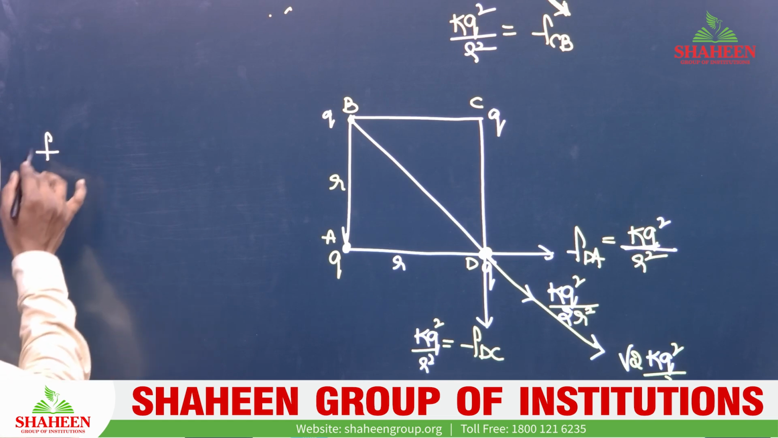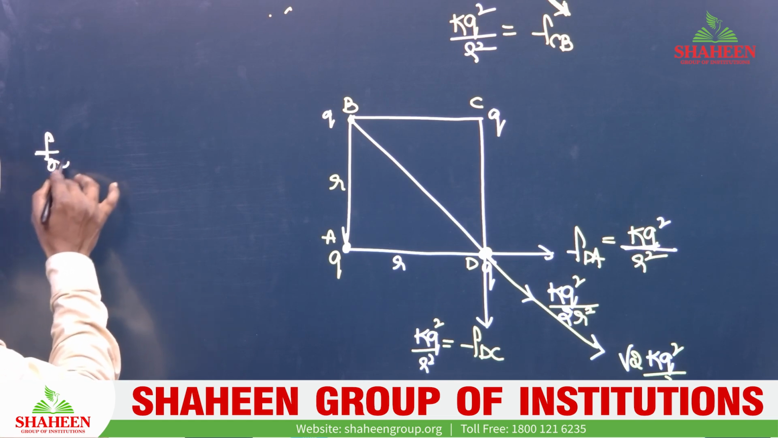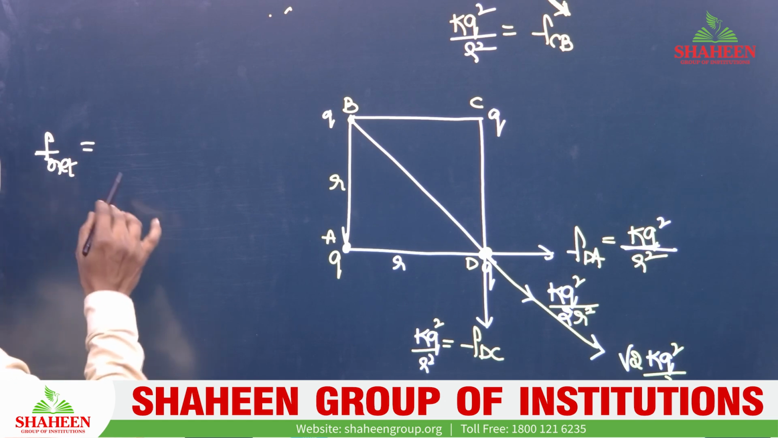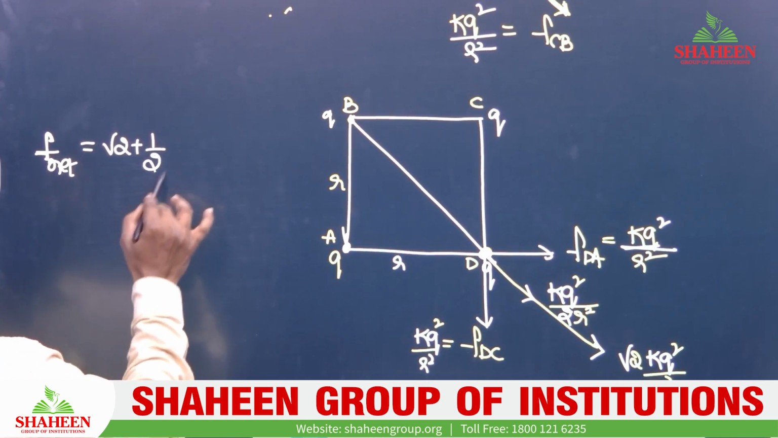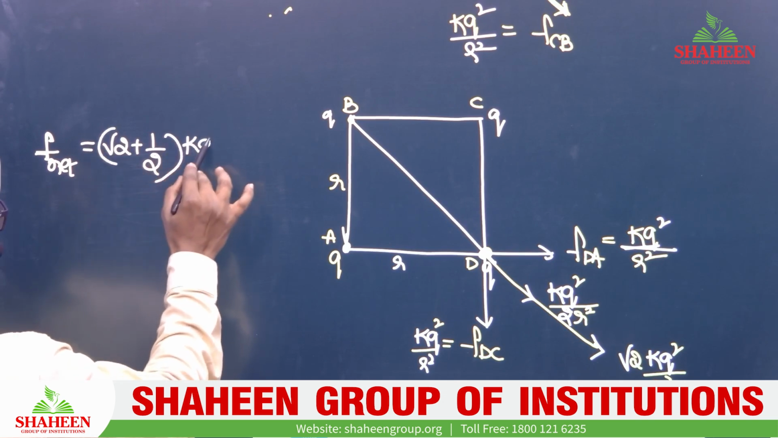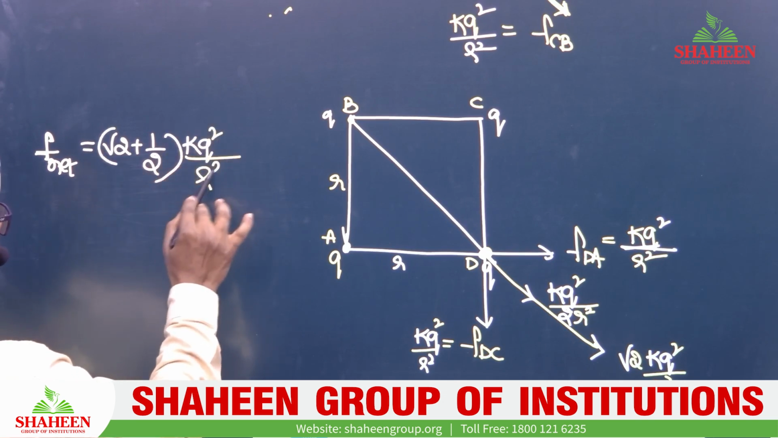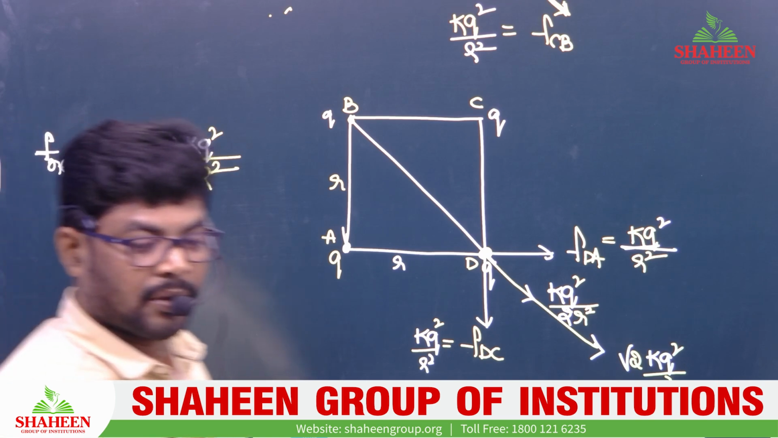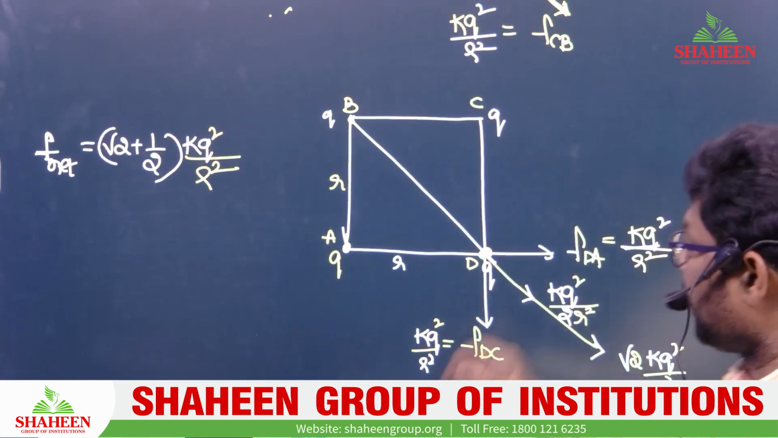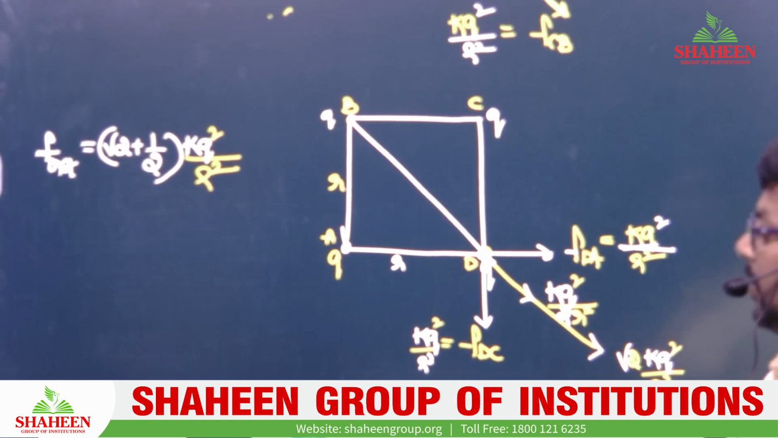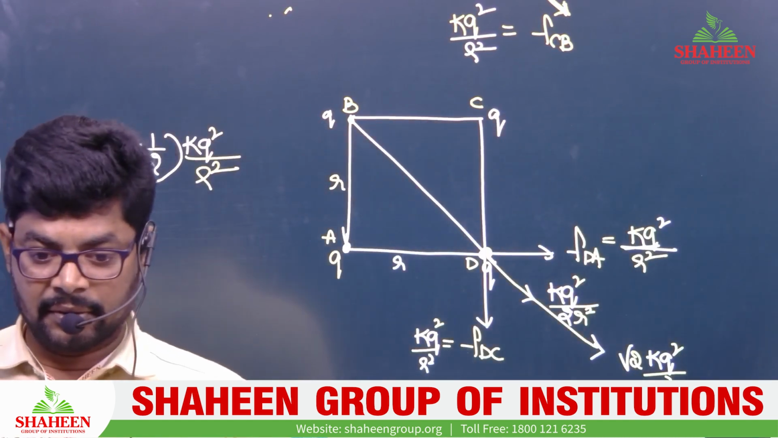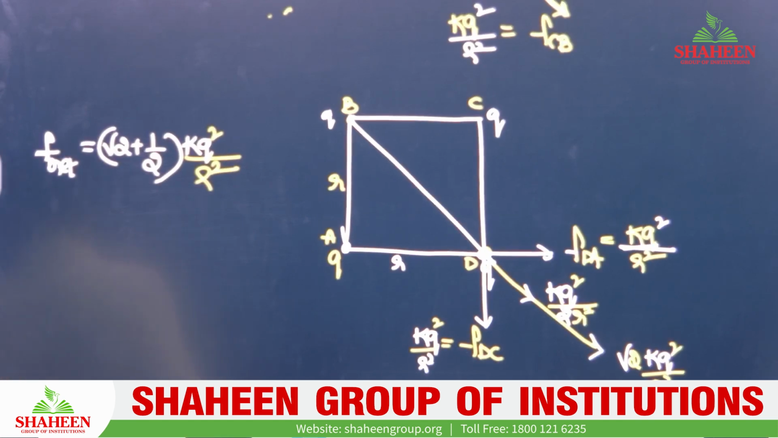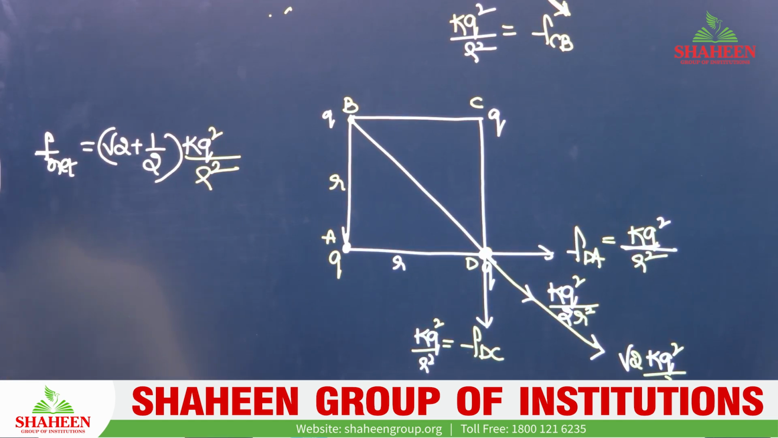When both are in the same direction, what is the net force on D? The net force is (root 2 plus 1 by 2) times k q square upon r square. This is the net force on point D. So this is Coulomb's inverse square law. Please note down Coulomb's inverse square law.